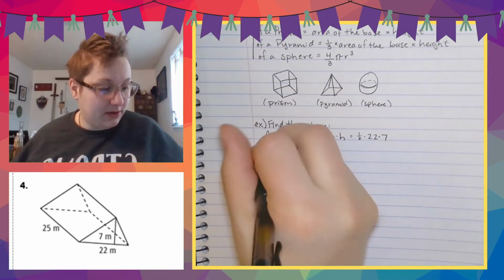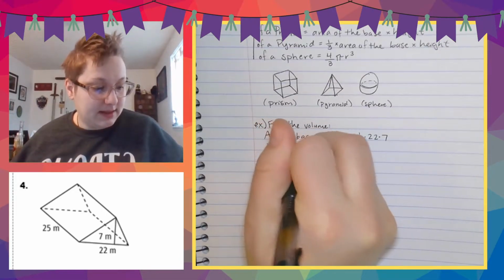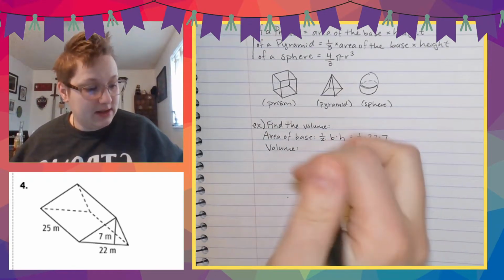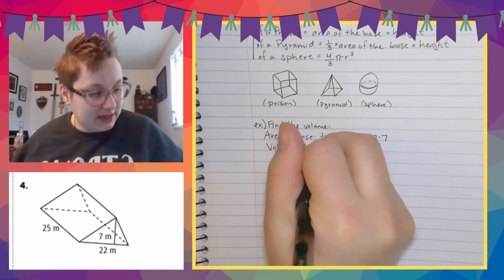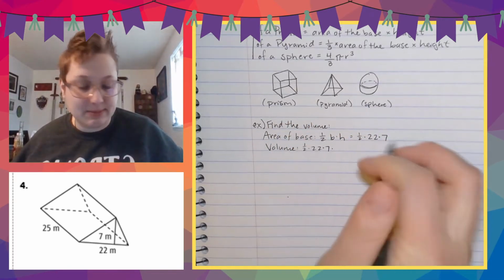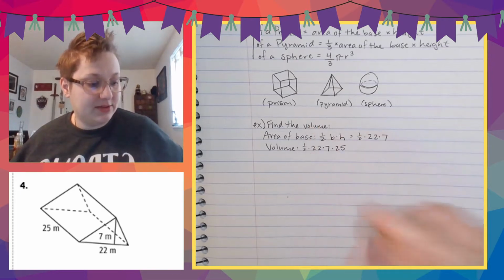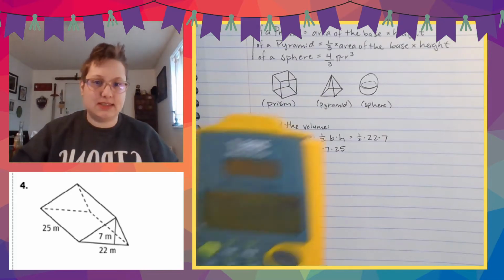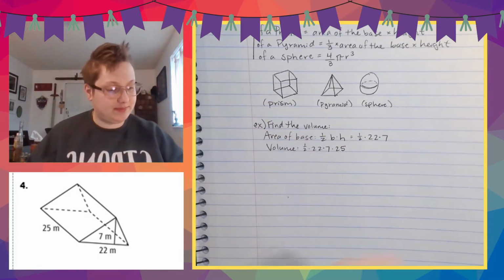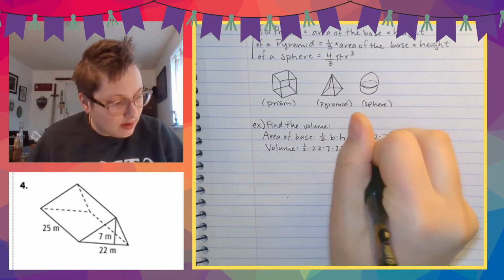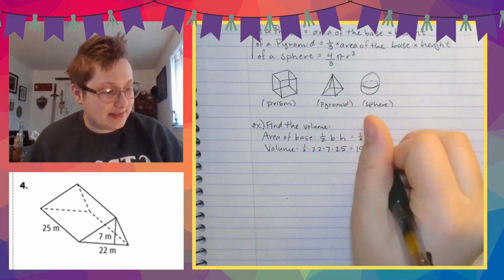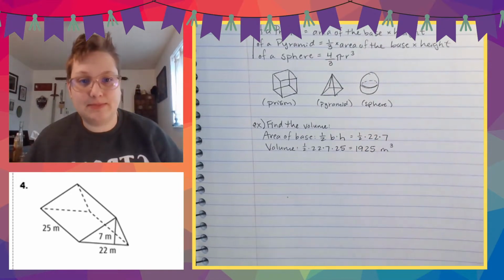And then the volume is going to be that times the height of the whole thing, which is 25. So it's going to be 1/2 times 22 times 7 times the 25. So let's see, that's 77 times 25. I don't know. Let's find out. So that's 1,925. Now here's the fun part. It's going to be meters cubed.